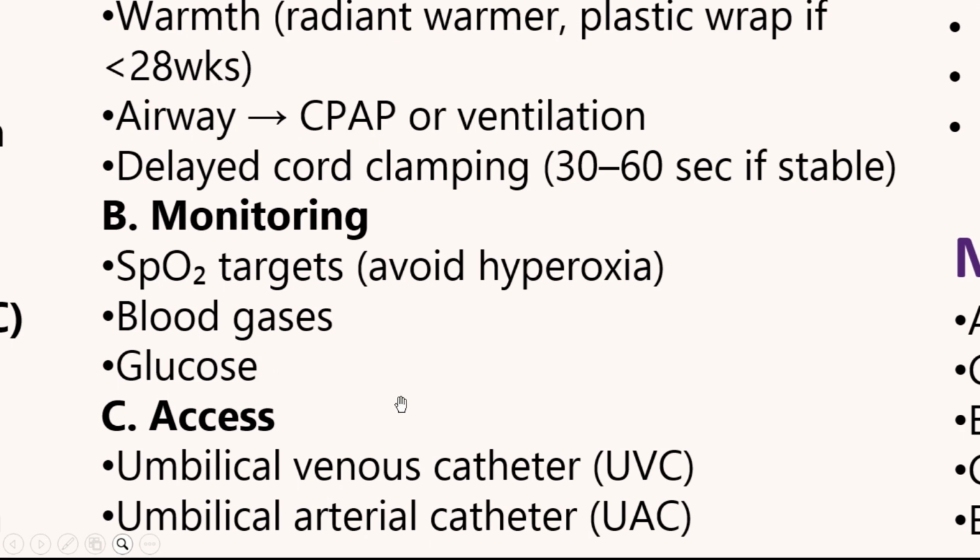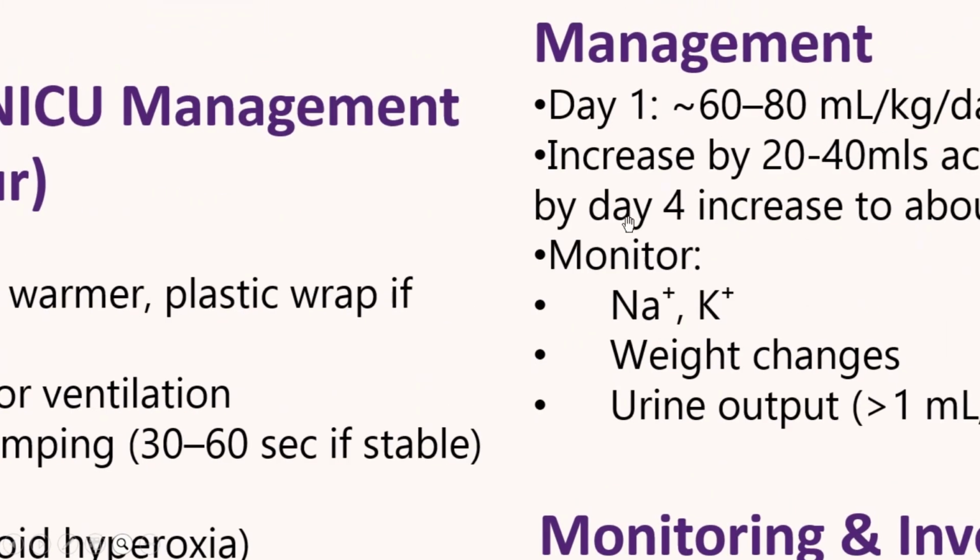So you need to monitor the SpO2, the blood gases, the glucose. You need access, and most of the time, the easiest way to get venous access is through the umbilical vein, or using the arterial catheter for the umbilical artery. These are going to be the easiest to find. Most of the time, these neonates are not easy to cannulate.